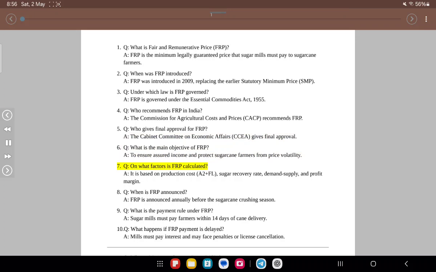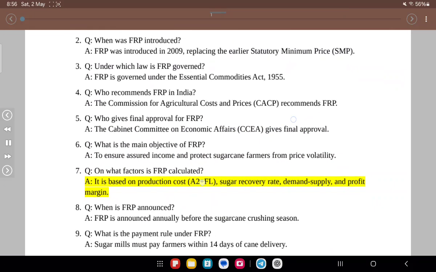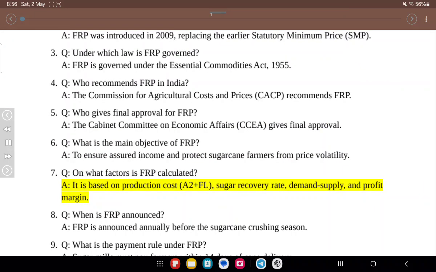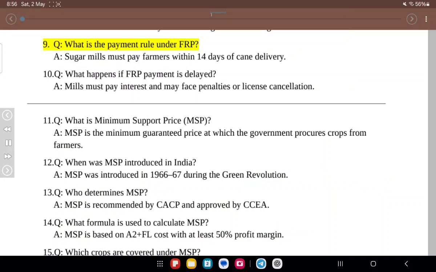7. Q. On what factors is FRP calculated? A. It is based on production cost, A2 plus FL, sugar recovery rate, demand supply, and profit margin. 8. Q. When is FRP announced? A. FRP is announced annually before the sugarcane crushing season. 9. Q. What is the payment rule under FRP? A. Sugar mills must pay farmers within 14 days of cane delivery. 10. Q. What happens if FRP payment is delayed? A. Mills must pay interest and may face penalties or license cancellation.